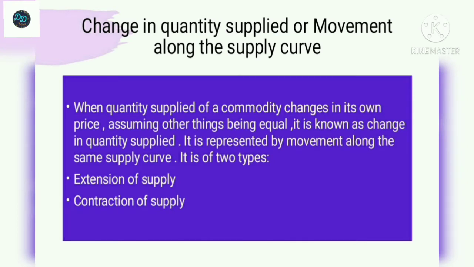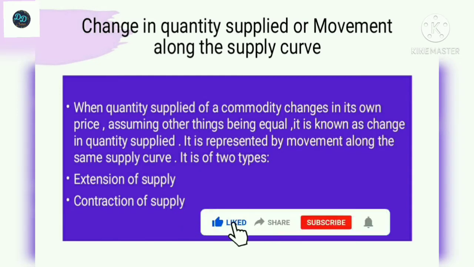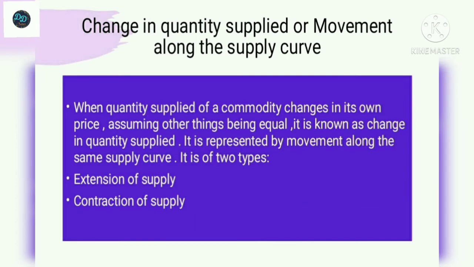Here, the quantity supplied of the commodity changes due to a change in its own price. Assuming other things being equal, it is known as a change in quantity supplied. It is represented by the movement along the same supply curve. Under this, there are two types: one is extension of supply and the other is contraction of supply.